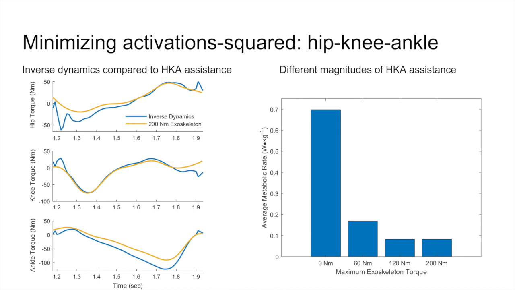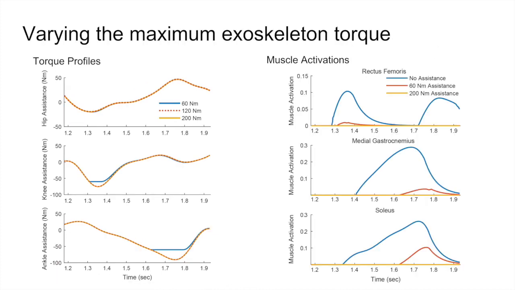After optimizing for activation squared with different levels of assistance, we calculated the average metabolic rate. The exoskeleton is capable of driving the average metabolic rate down as the magnitude of applied torque increases. As we saw in the previous slide, the exoskeleton assistance essentially attempts to replace the biological joint torques. When the maximum allowable torque is unable to match the biological torque, the actuator saturates, as in the 60 Nm torque at the ankle. We also looked at the muscle activations during exoskeleton assistance.